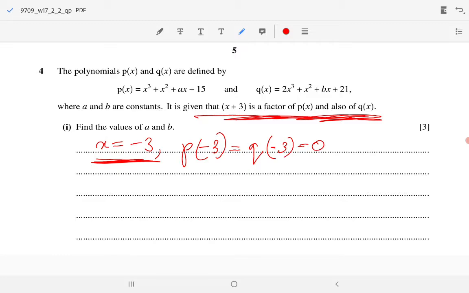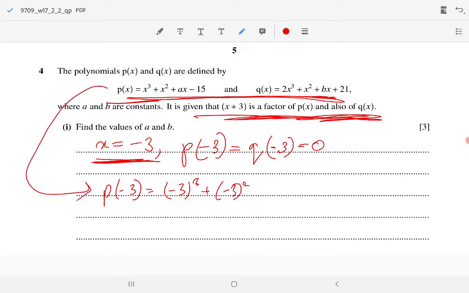So now I guess we'll just get two simultaneous equations. Let's start with p first, because there's only one variable to work with in each of them. So p of minus 3 is equal to minus 3 cubed plus minus 3 squared, minus 3a minus 15 is equal to 0. So if you just solve, simplify and substitute, you will get a as negative 11.